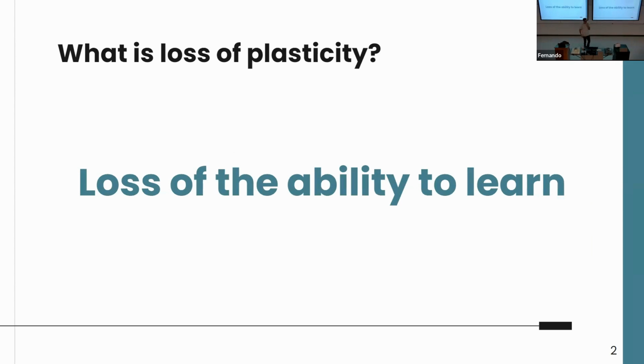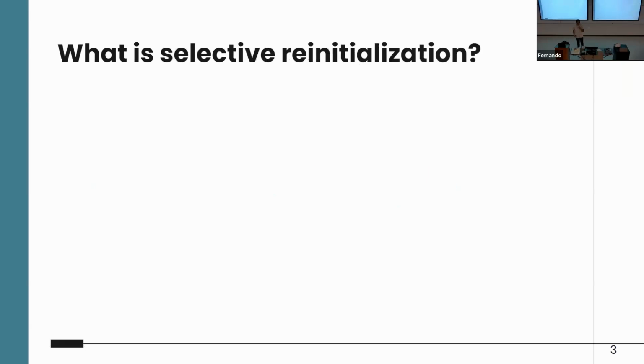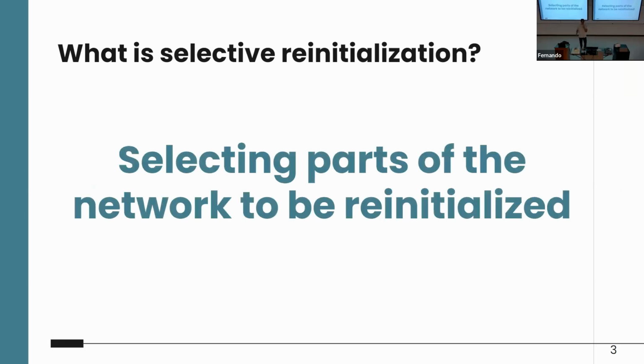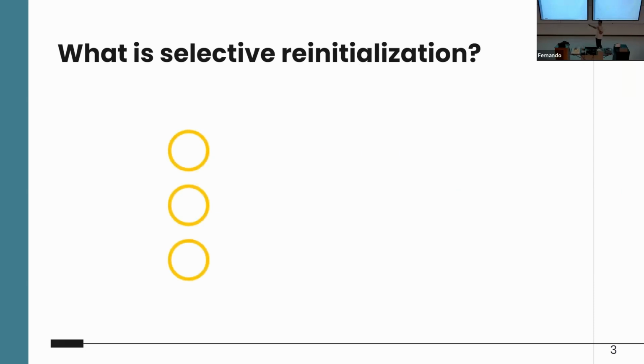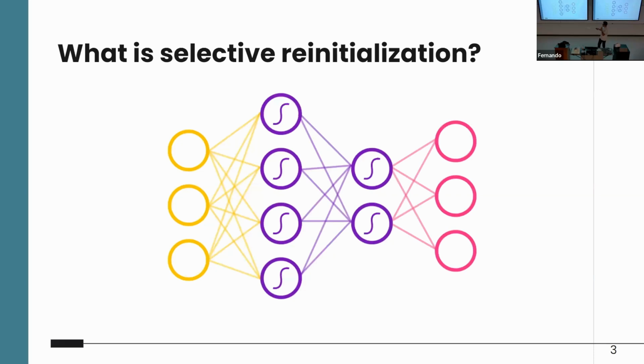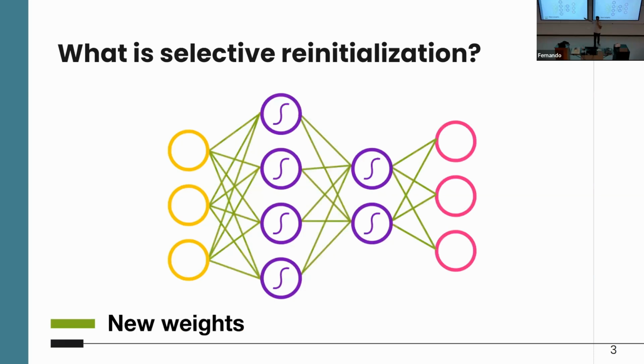Okay, cool. So the problem that I'm tackling is loss of plasticity, and the solution that I propose is selective reinitialization. Selective reinitialization is a very simple idea. It's just selecting parts of the network to be reinitialized every so often in order to maintain plasticity. Even though this idea is simple, there's a lot of nuance in how it can be implemented. For example, let's assume I have a neural network with some input units, some hidden layers, and some output units. The first thing I could do is reinitialize the whole network. Here in green, I'm presenting all the new weights that have just been reinitialized. So that's one way to selectively reinitialize the whole network.